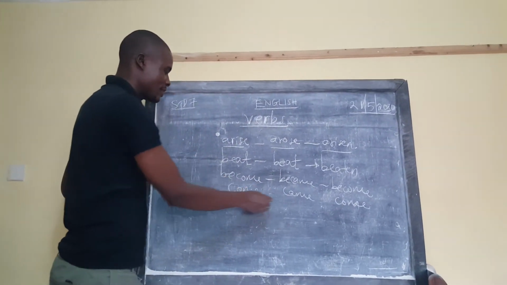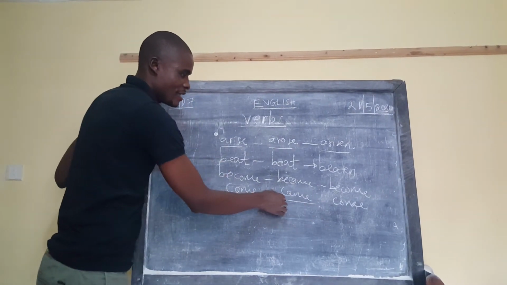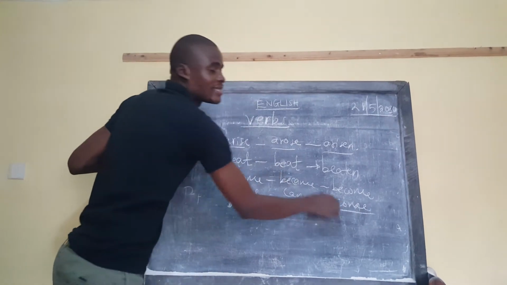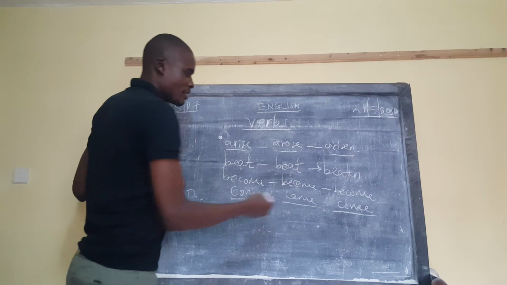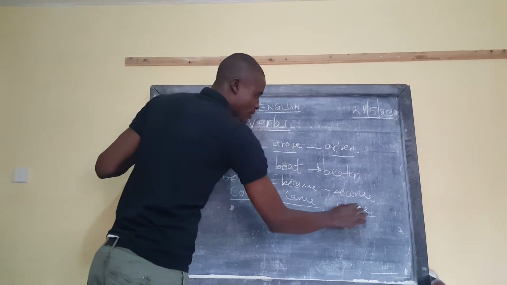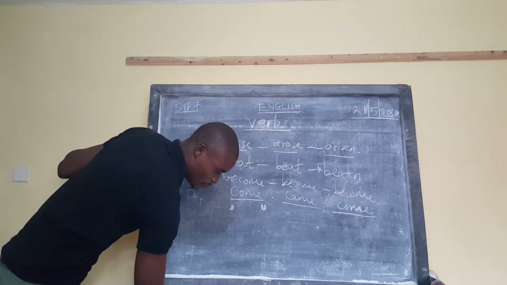You can't say like that. Mother will come tomorrow. Mother came yesterday, and mother has come. Mother has come from the US. You can't say mother has came. Mother has come. So come repeats: come, come in the past participle.